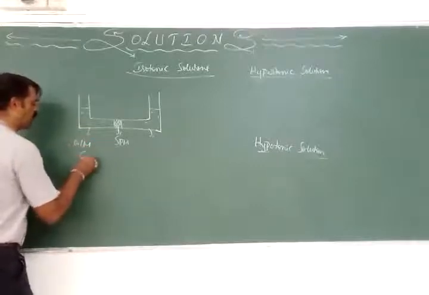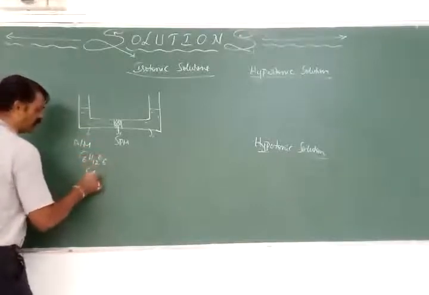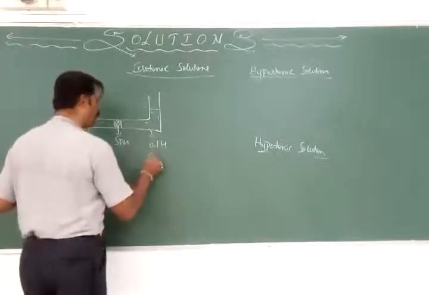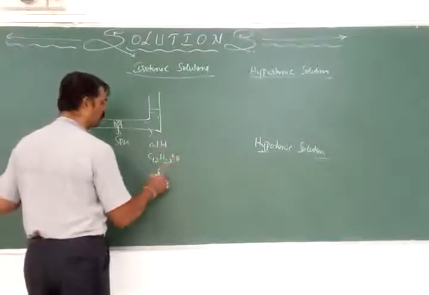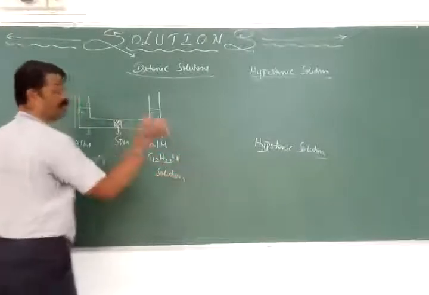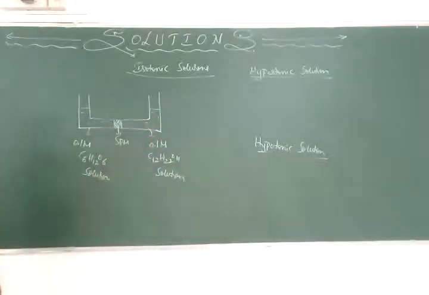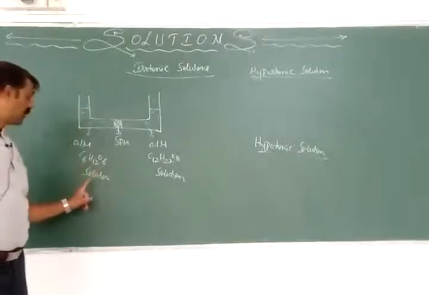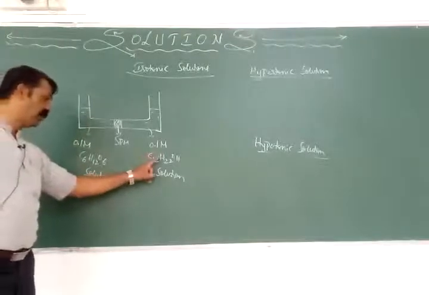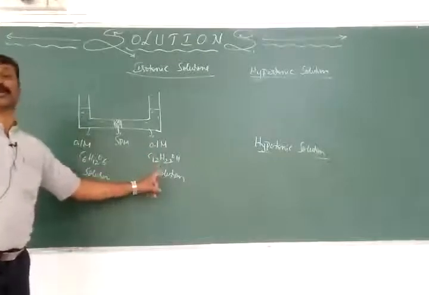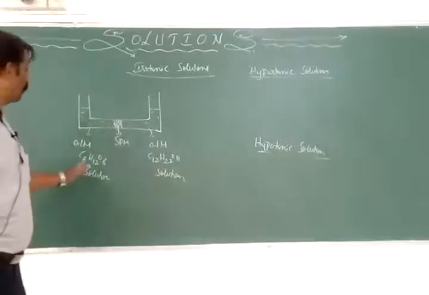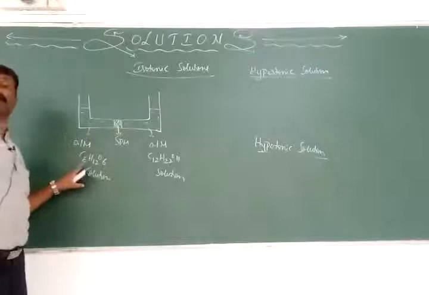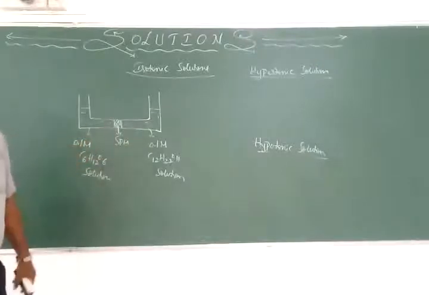Now, if I take for example 0.1 molar C6H12O6 solution, and if I take 0.1 molar C12H22O11 solution, what happens here? This is a glucose solution having the formula C6H12O6, and this is also a 0.1 molar sugar or sucrose solution. Usually glucose and sucrose are non-electrolytes, which means how many particles are there? Only one particle, because it is a non-electrolyte.